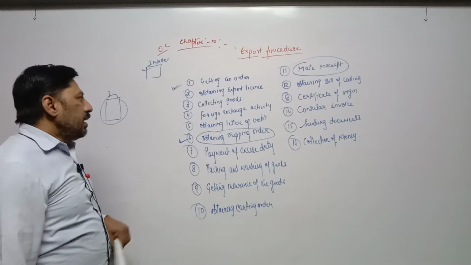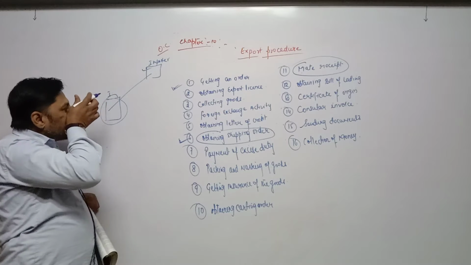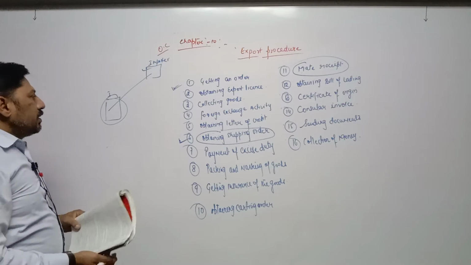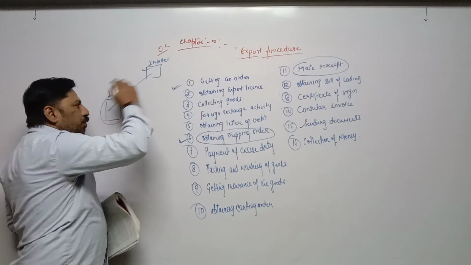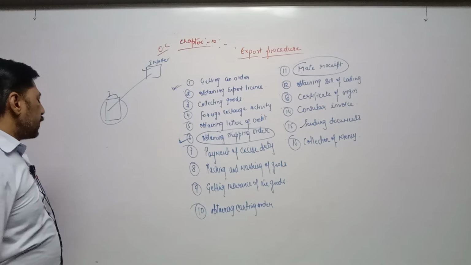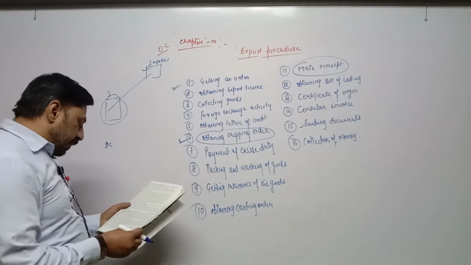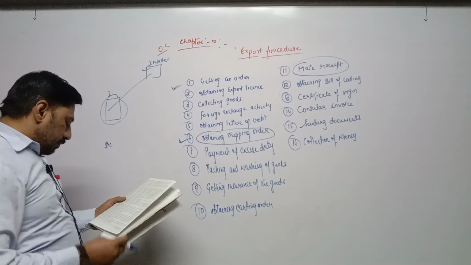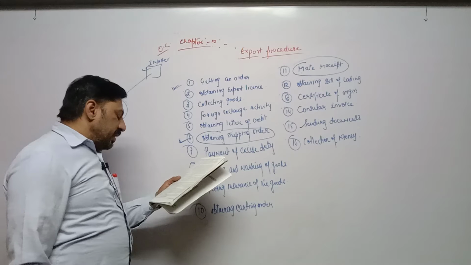If the goods they are exporting are enlisted in the government list, then they need a general license. Otherwise, if the goods are not enlisted in the government list, then they need to obtain a specific license, a special license, and for this they need to apply to the government. Last line, obtaining export license.